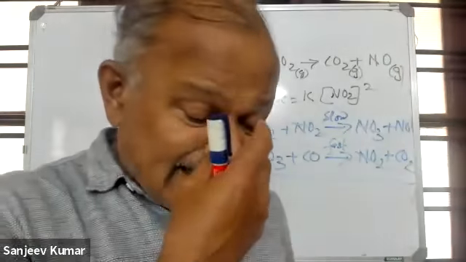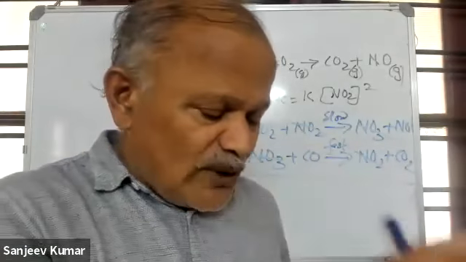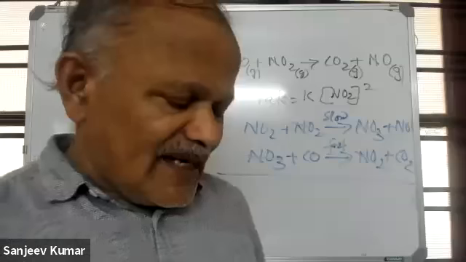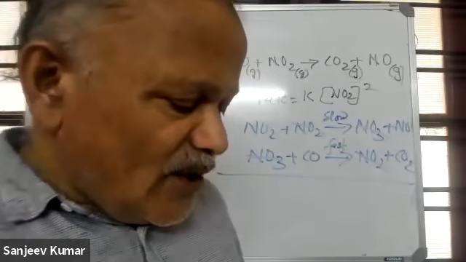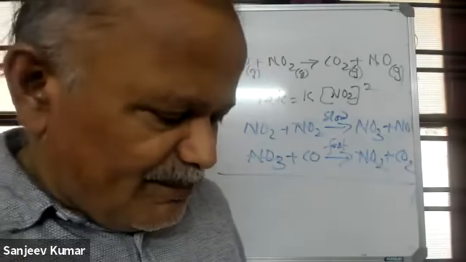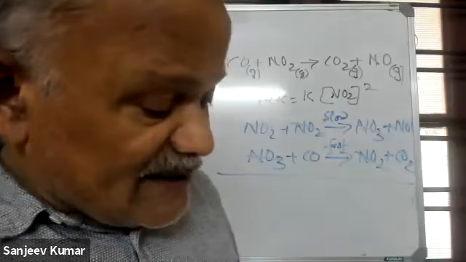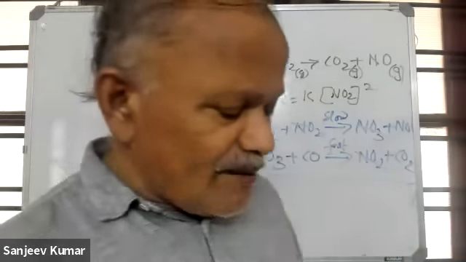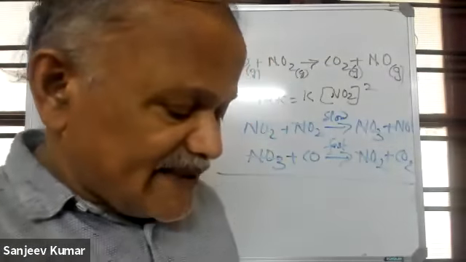In the rate determining step, there will be 1 molecule of hydrogen and 2 molecules of NO taking part. Our choice A has 1 molecule of hydrogen and 2 molecules of NO taking part. That may be the mechanism. And in choice D also, 1 molecule of hydrogen and 2 molecules of NO take part.